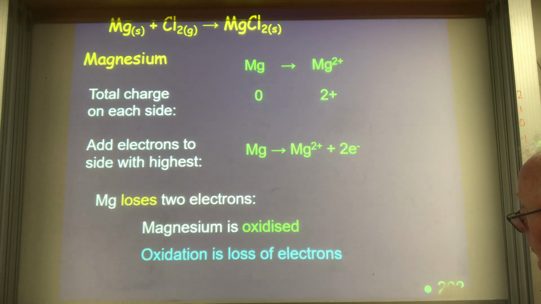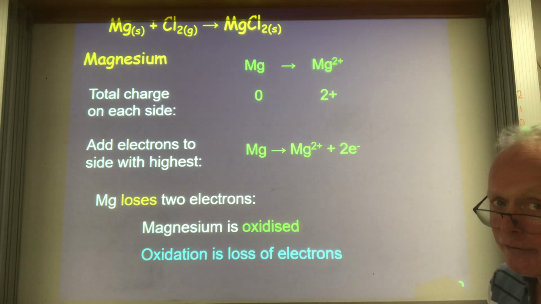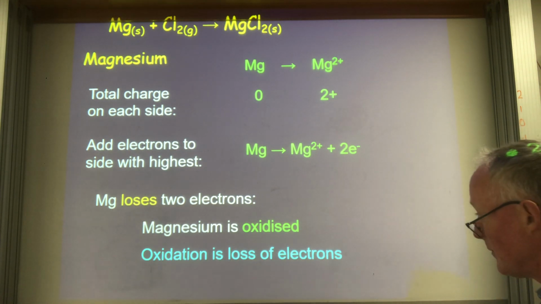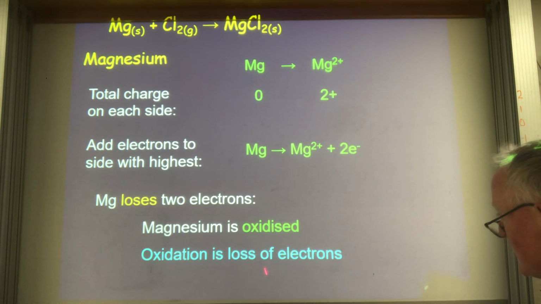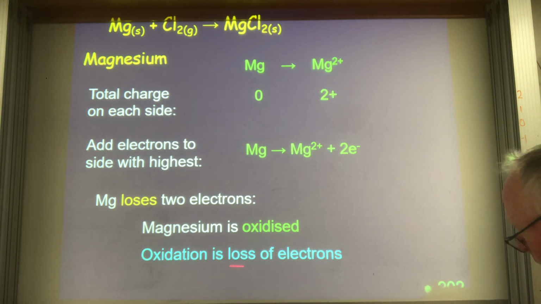Now we do the same with chloride. Oh no, hang on. First of all, we describe what's happening. So magnesium has lost 2 electrons. So magnesium is being oxidised because one of the eternal truths in redox chemistry is oxidation is the loss of electrons. Sear that into your brains.